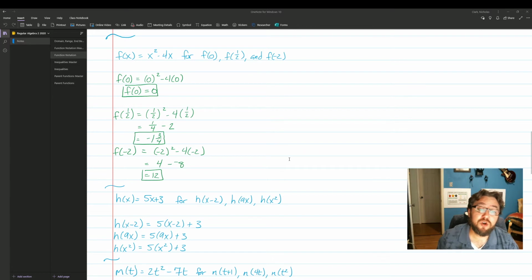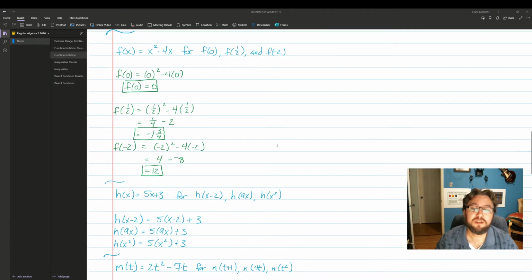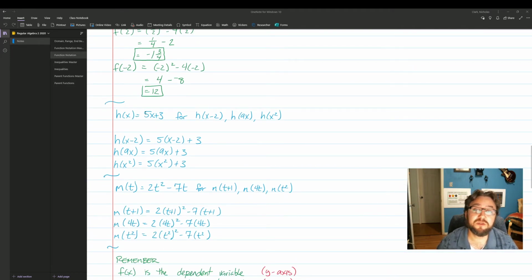Now, x could be other stuff, so that x value can represent even another equation. This one down here is h of x. h of x equals 5x plus 3. And my instructions are solve for h of x minus 2, h of 9x, and h of x squared. So what I'm going to do is just replace where the x is in the equation with the stuff in the parentheses. So this 5x, I'm replacing the x with x minus 2. For the 9x, I'm replacing the x with 9x. And for down here, I'm replacing the x with the x squared. So you can replace it with stuff, not just one thing necessarily.